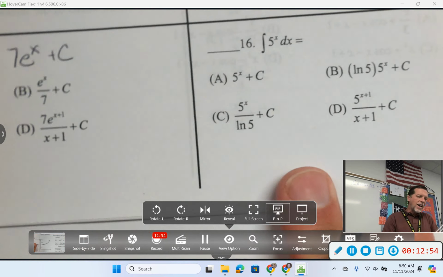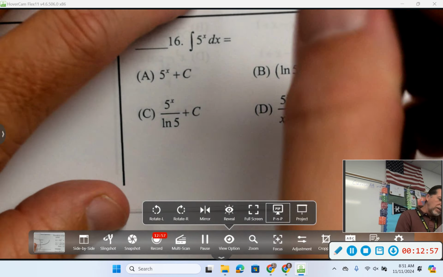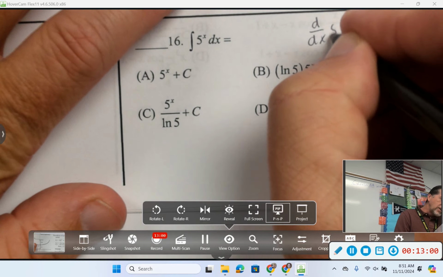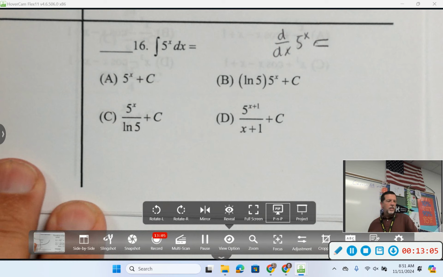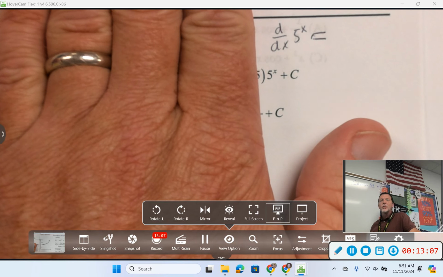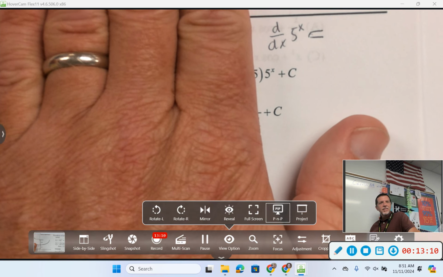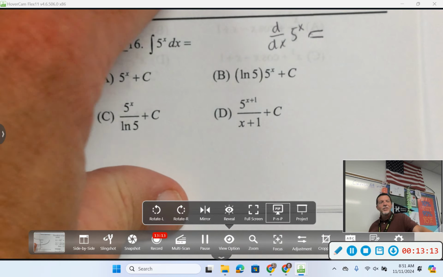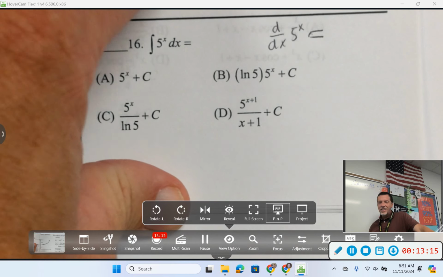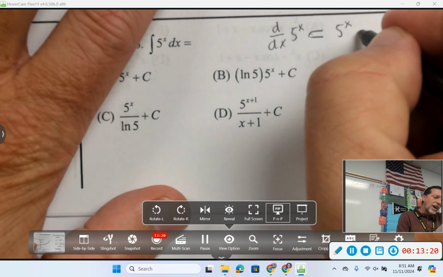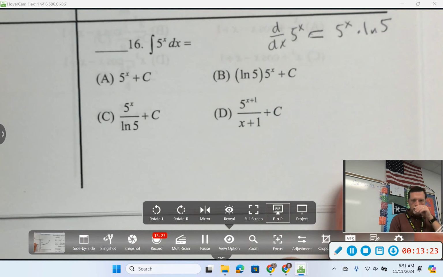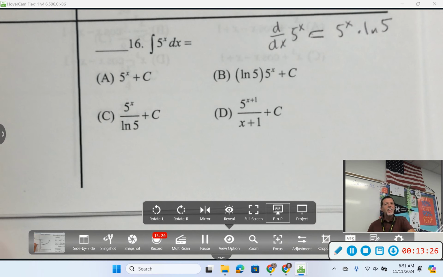But 16's got a 5 on it, so let's remind ourselves how to drive forward first, and then we'll worry about driving backwards. So forget the antiderivative. What's the derivative of 5 to the x? I mean, there's sort of a hint in those answer choices, maybe. 5 to the x is part of the answer, times natural log of 5. Okay, so the antiderivative means do the opposite. So I need to think backwards.